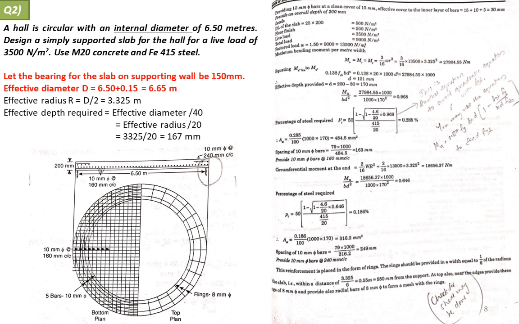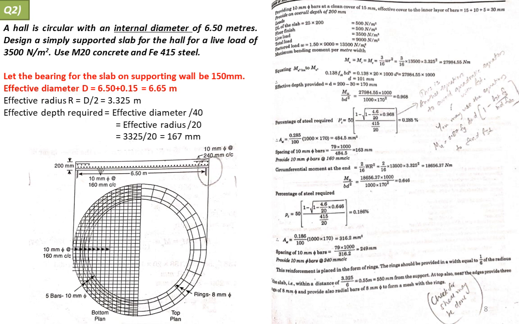So what is the difference with the previous problem? Here the internal diameter of the slab is given, and it is being told about the hall, not a slab. So this is the clear span of the room. The major difference we have to consider is the support condition, the supporting wall. We have to assume the thickness of the supporting wall, the bearing, to be 150 mm.